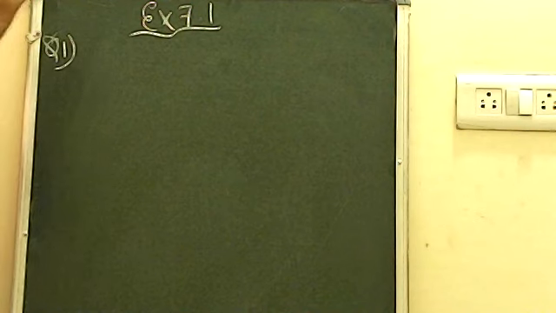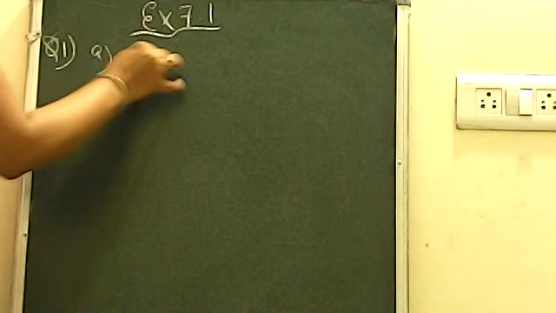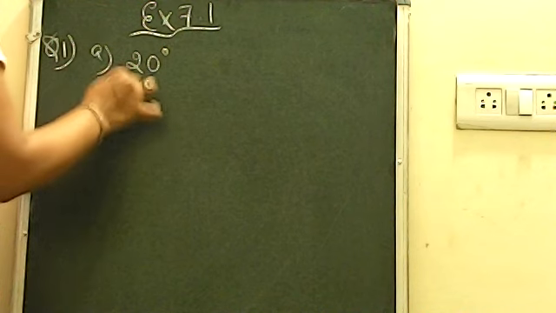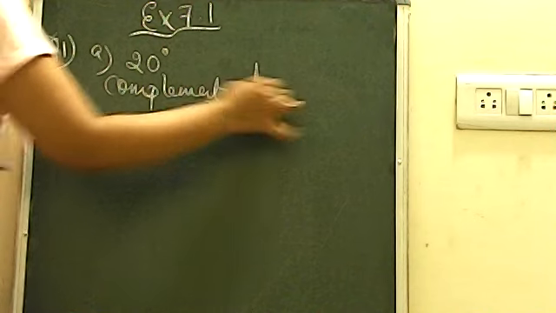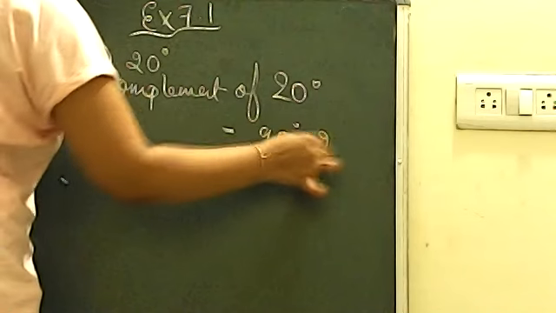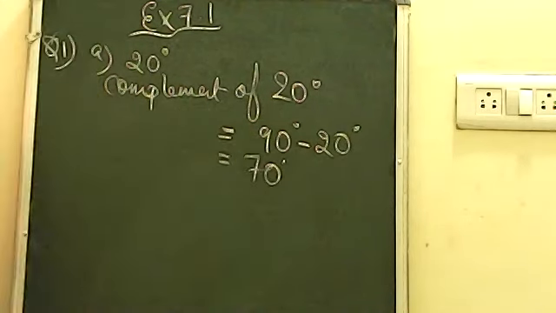Now remember, whatever the measurement is given, let's say I'm talking about question number A, it is written here 20 degree. So if you have to find out the complement of 20 degree, what will you write? Just simply write it down. Complement of 20 degree will be equal to 90 degree minus 20 degree. Always remember the angle which gives you the sum 90. So if one angle is missing, just simply subtract from 90. You will get the complement of that particular angle.